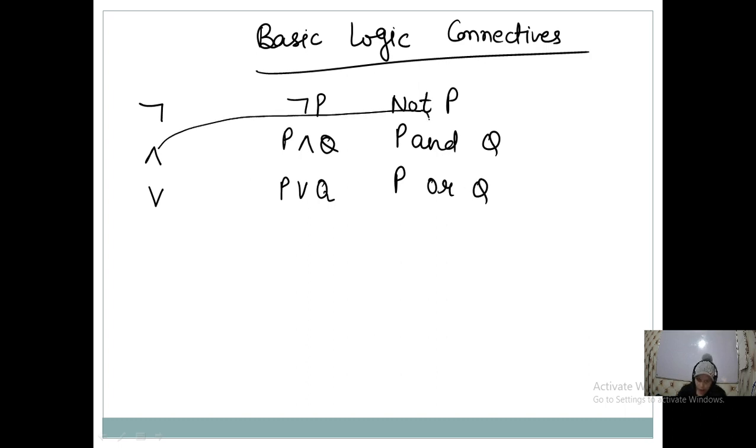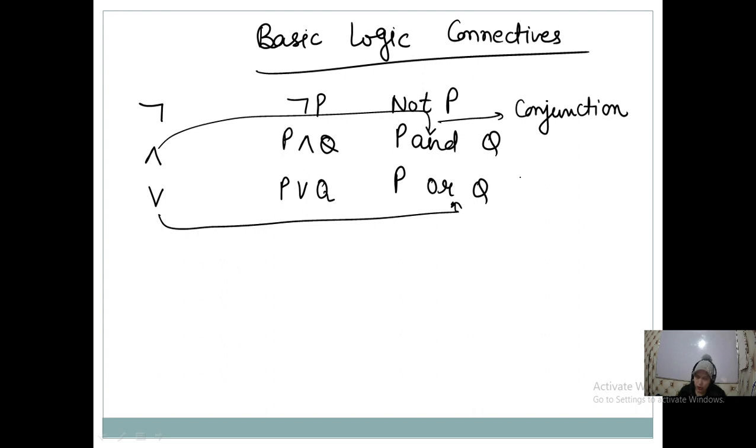This symbol is known as conjunction. When we need both conditions to be fulfilled, then we use and. When the question says or, either one will be true or the other will be true, then we use the disjunction symbol, that represents or. Disjunction is just like logical or, and conjunction is like logical and.